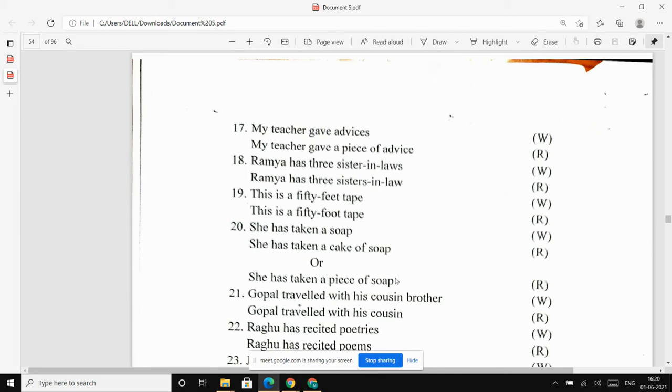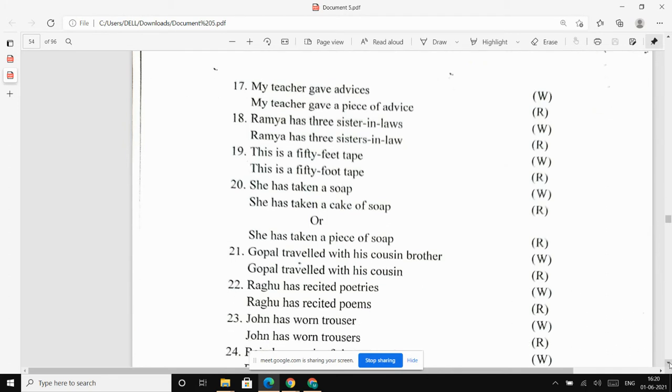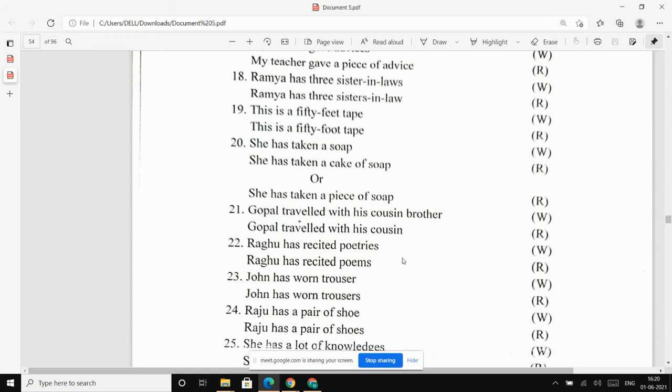Gopal traveled with his cousin brother. So in your previous class also we discussed, we just use it as cousin, not cousin brother. Raghu has recited poetries. So poetry is a volume of book with the poems, but here we use it as individual poems in singular. So Raghu has recited poems.